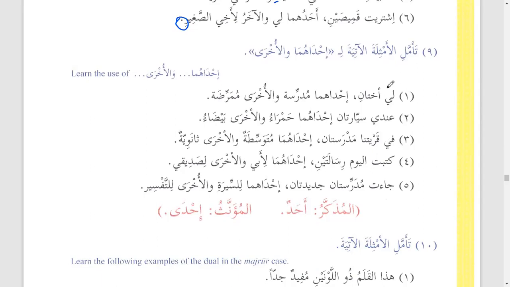Well, whatever, but تأمل الأمثلة الآتية لإحداهما والأخرى. So Irfan, what is the difference between أحدهما وإحداهما? Yes, gender. إحداهما is used for the feminine, مذكر for the مؤنث. والأخرى. So we know that when we use مؤنث, then the adjective that we have to use is also feminine as well.